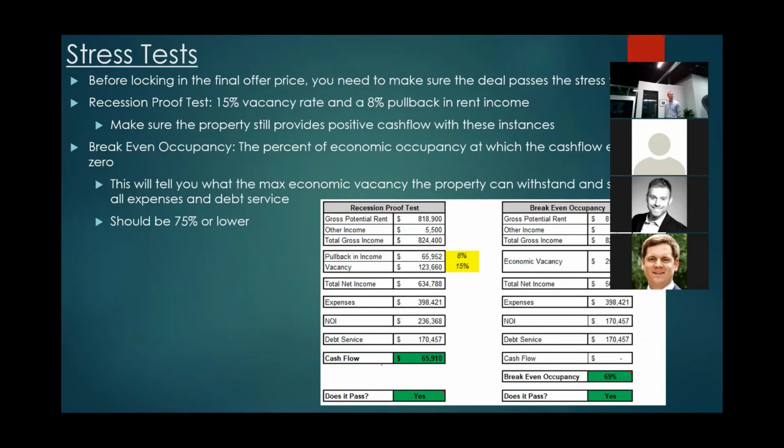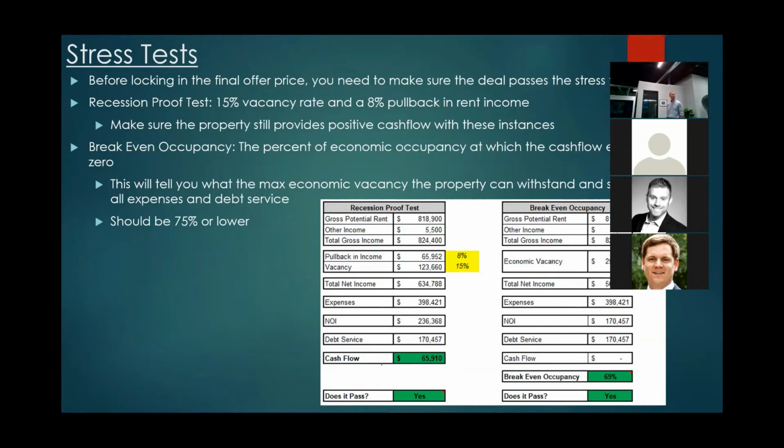The second is break-even occupancy. That's the percent of economic occupancy at which the cash flow is equal to 0. Economic occupancy, for those that don't know, accounts for any unit that you're not receiving rent from. Say there are 10 units that no one is living in, and another 3 where people are living there but not paying rent. That's your economic vacancy, the total number of units that you're not receiving rent from.